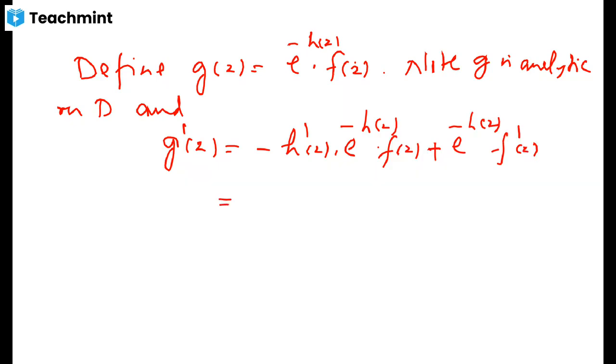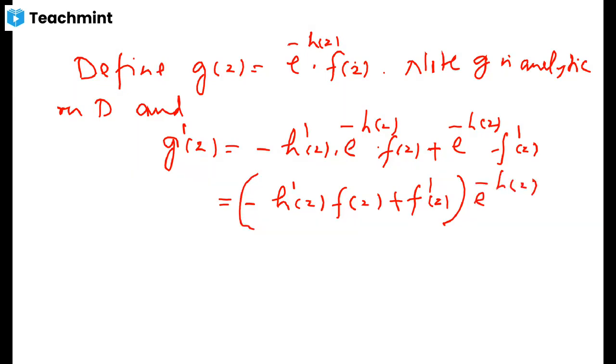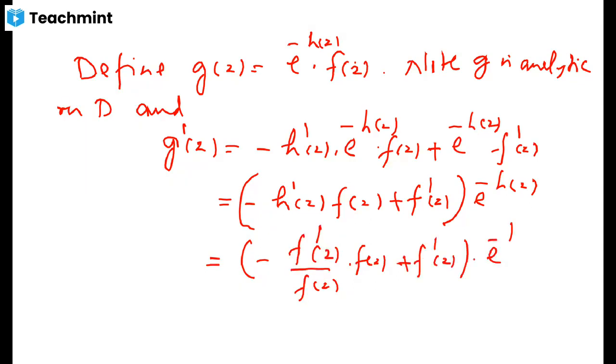So this is equal to minus h prime of z f of z plus f prime of z, into e to power minus h of z. Is it okay? Now what is h prime of z? h prime of z is the derivative of f at z upon f of z, into f of z, and since the f of z factors are non-zero, you can cancel them and you will be left with minus f prime z plus f prime z, which is zero. So the derivative of g is zero for every point in domain D, and since the domain D is connected, that means the function is constant. This implies that g is constant.